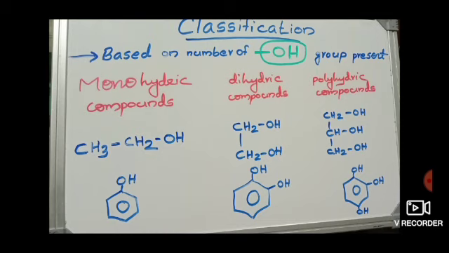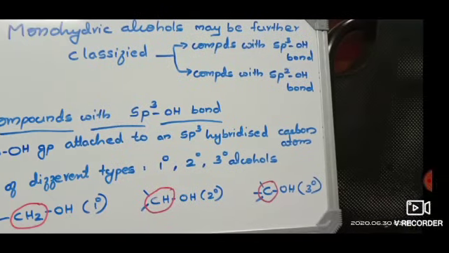Next one is polyhydric compound, means three or more OH groups are present. We can call them generally as polyhydric compounds. Example, CH2OH, CHOH, CH2OH. It consists of three OH groups. Phenol, by adding ortho and para position OH groups, we will get trihydric or polyhydric compound.